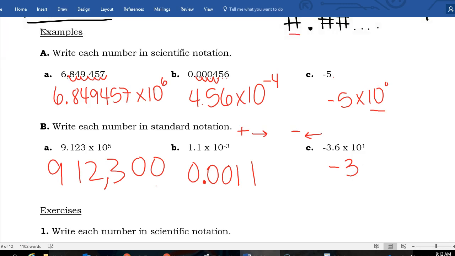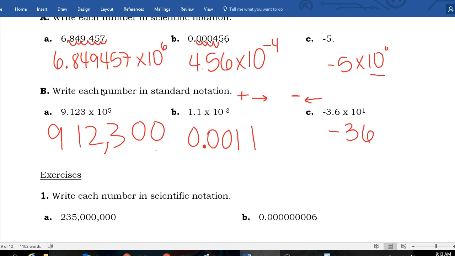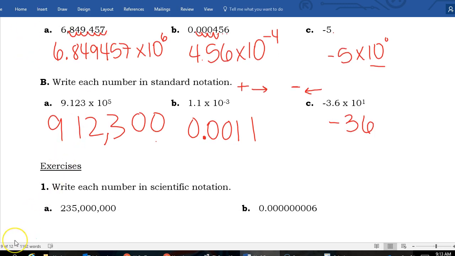The negative in front of the number just gets treated like normal. It doesn't mean to move left or move right. It just still has a negative in front. The negative on the power is what's indicating whether you should move left or move right. So bear in mind, if we are doing scientific notation, which way your positives and negatives move, and if you're transferring back to standard notation, which way your positives and negatives move. Good luck with the exercises, and please let me know if you have any questions.